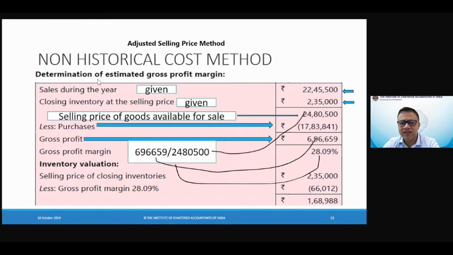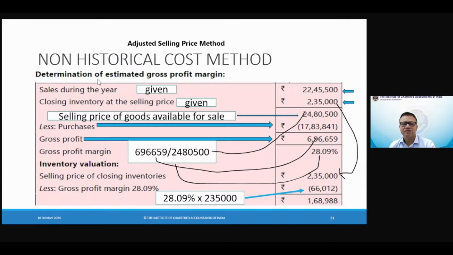Now you have to find the selling price of the closing inventory, as given to you, 22,35,000. From that, you have to deduct the gross profit margin, 28.09% of 22,35,000. So you are getting 1,68,988. You are getting the adjusted selling price. If there is any doubt, you can ask me here.